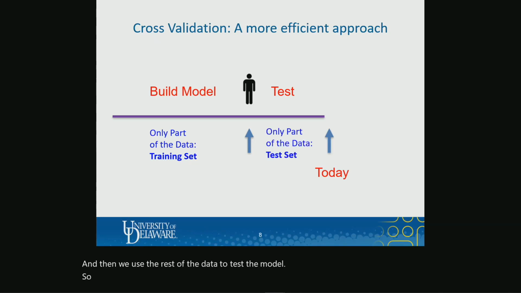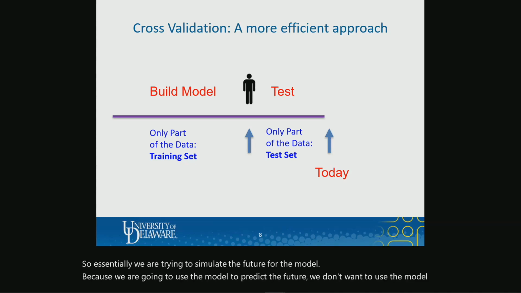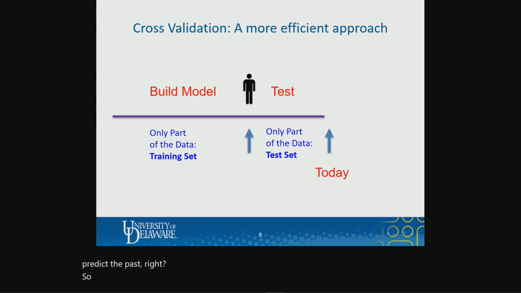So essentially, we are trying to simulate the future for the model. Because we are going to use the model to predict the future. We don't want to use the model to predict the past, right? So we want to know about the performance of the model when it tries to predict the future.